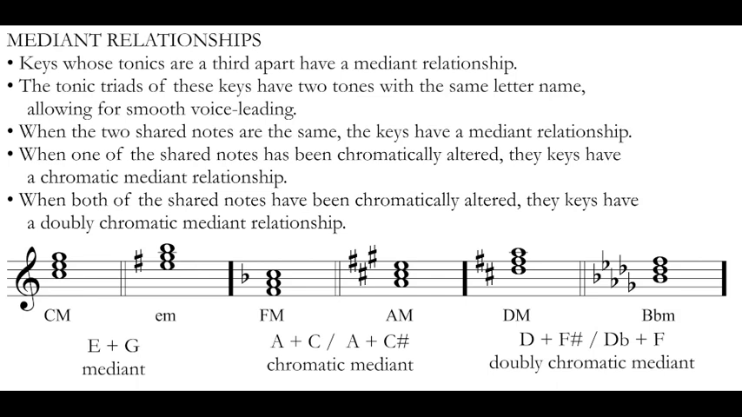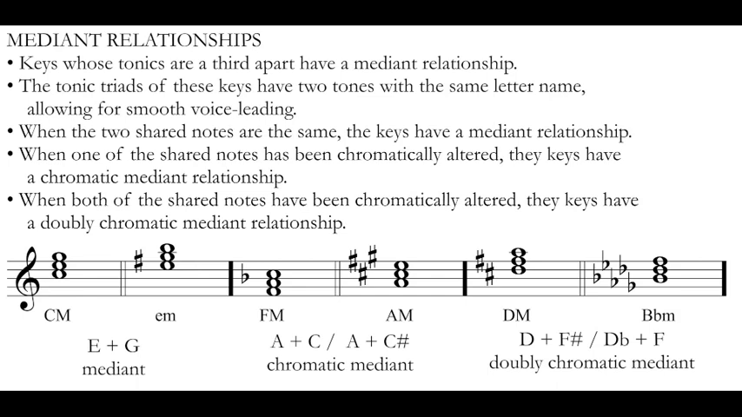We can have direct modulations to mediant keys and keep some of our pitches the same to help smooth out that transition. We have a couple of different ways we can describe the mediant relationships depending on what accidentals may be used from our original key to later keys. When two of the shared notes are the same, the keys have simply a mediant relationship, or we might say a diatonic mediant relationship. If we look at C major and E minor, both keys have a tonic triad with an E natural and a G natural, the exact same notes. This is a mediant relationship, or a diatonic mediant relationship.